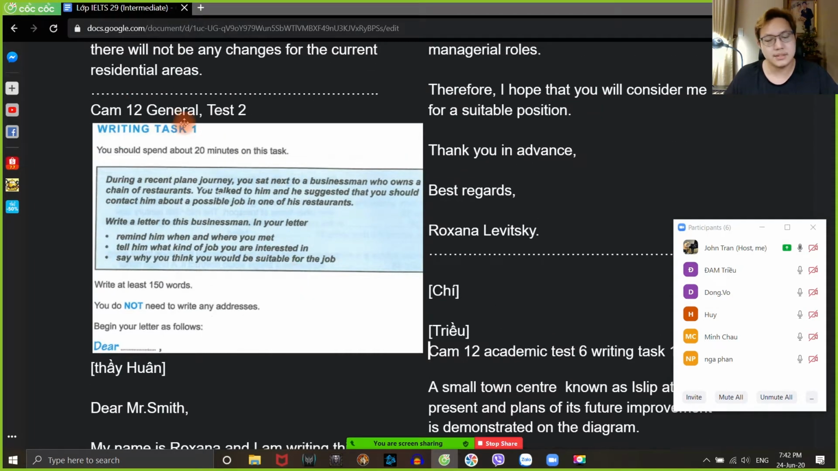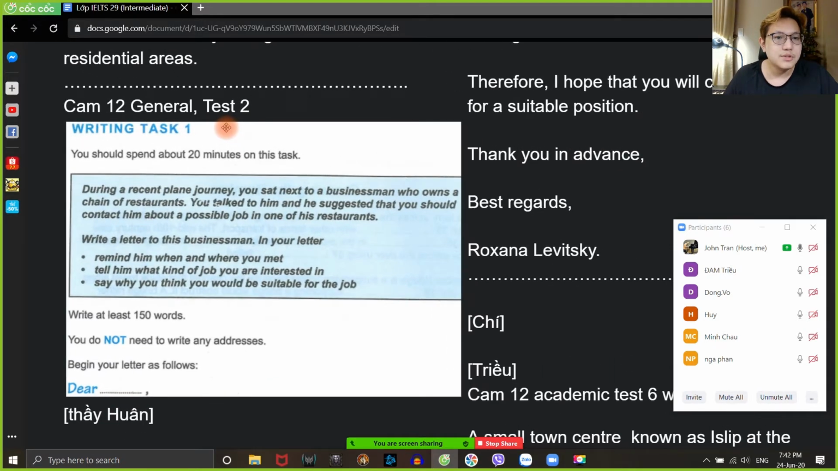Nó cũng là cuốn K12 luôn. This also another one is a letter writing came from Cambridge 12 general test 2. During a recent plane journey, you sat next to a businessman who owns a chain of restaurants. You talked to him and he suggested that you should contact him about a possible job in one of his restaurants. Trong một cái chuyến đi trên máy bay gần đây, bạn ngồi kế cạnh một chủ doanh nghiệp sở hữu một cái chuỗi nhà hàng. Bạn nói chuyện với ông ta và ông đề nghị rằng bạn nên liên lạc với ông về một cái công việc có tiềm năng ở trong một trong những nhà hàng.